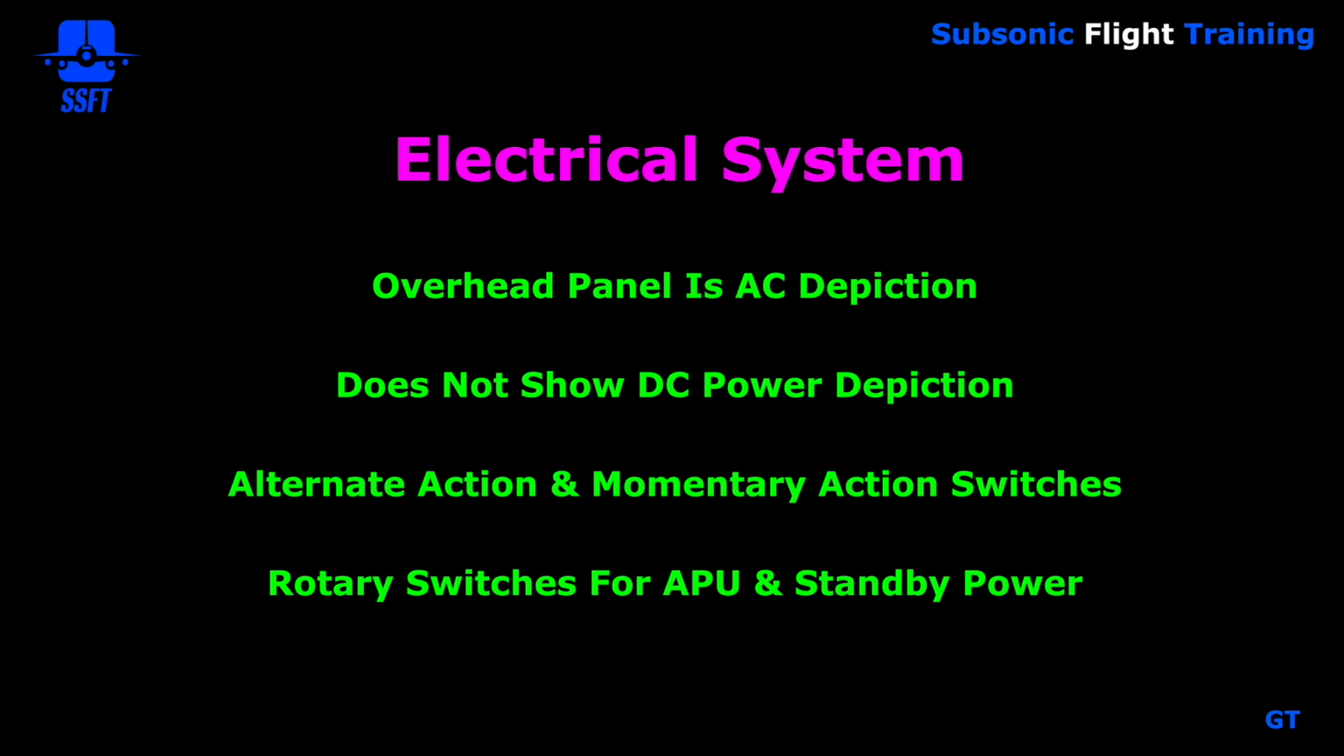The left side of the overhead panel is primarily an AC depiction of the electrical system. It really does not show DC power depiction at all. The electrical overhead panel consists of alternate action switches and momentary action switches. There are also rotary switches for the APU and standby power system.